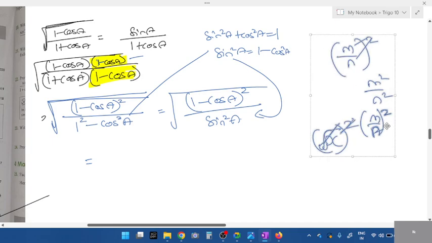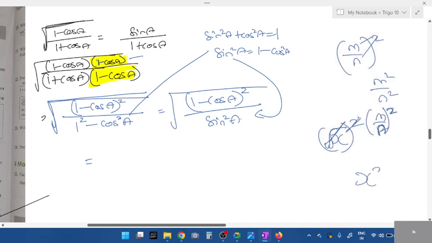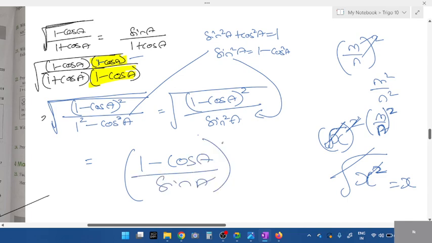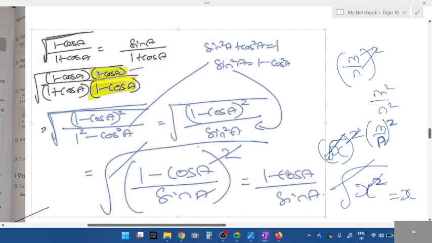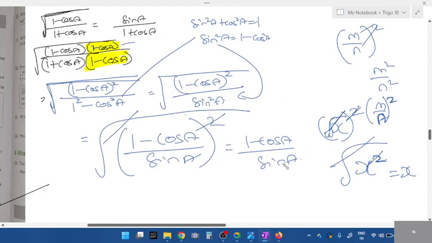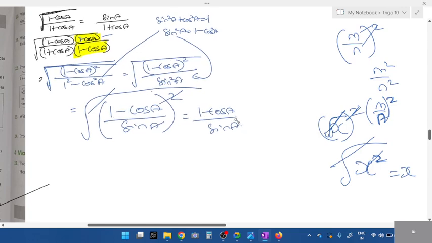Okay. Also, if you have a square and if you have a root, you can cancel them. Only x is the answer. In the same way, if I want to cancel this root, I can write 1 minus cos a divided by sin a the whole square, like this. Root and square get cancelled. So 1 minus cos a divided by sin a is left. Okay, this is how we usually solve it.